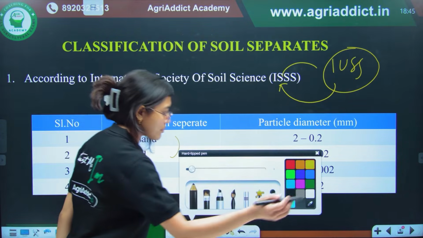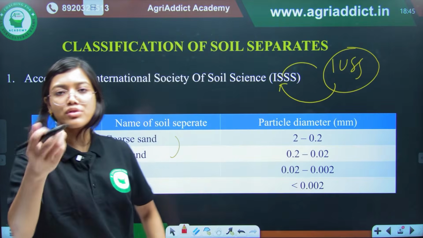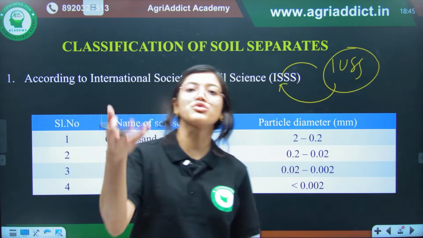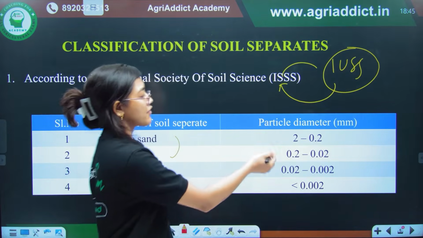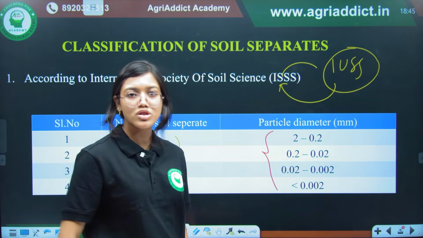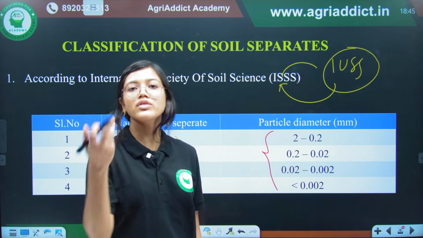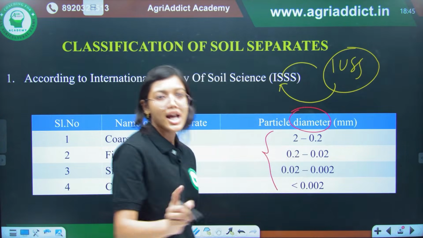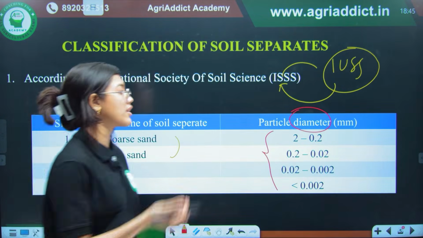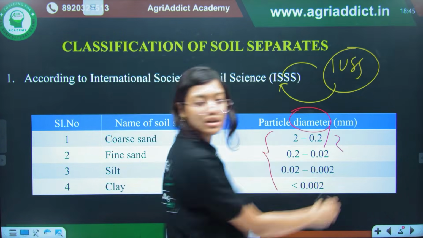Now, students often make this mistake: suppose in one question you are given the radius, that is, you have to identify the radius of your soil particle, but you have read all these values. So, you will go and tick the one with 2 in there, but you should not do that because this is the diameter. And whenever we want to find out the radius, we will always have to divide it by 2.